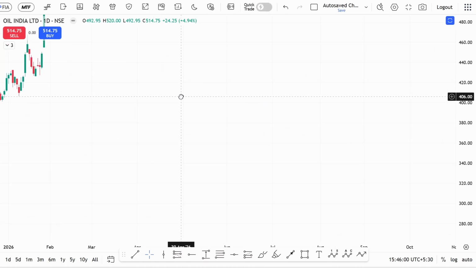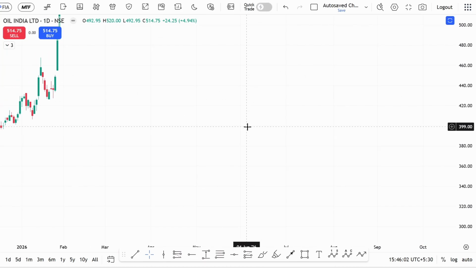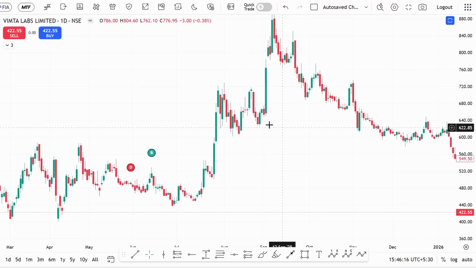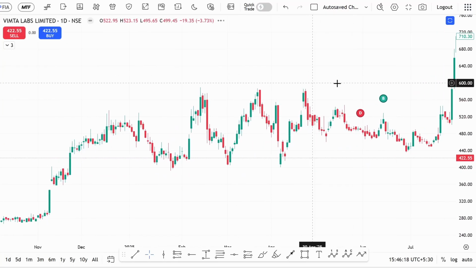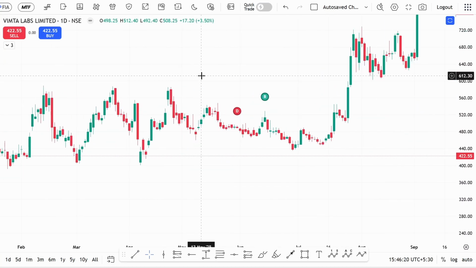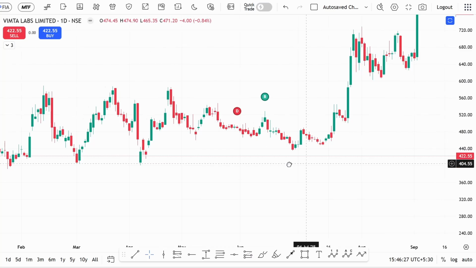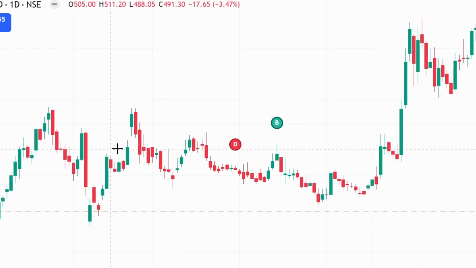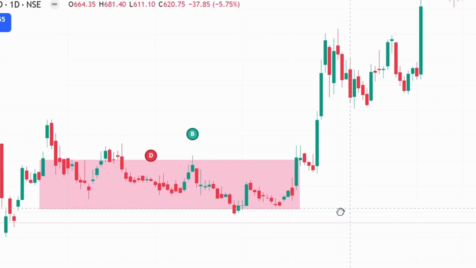I'll take a couple of examples which have been taken through the wave 3 setup. Let's say I'll take the first stock called Vimta Labs. Now, if you see the Vimta Labs chart, let me show you where exactly wave 3 has started and what are the conditions I keep to identify wave 3. So first thing is that the stock should be in the accumulation phase. It must be in the accumulation phase. This entire zone is the accumulation phase.